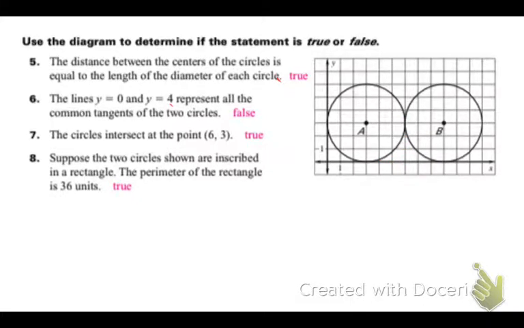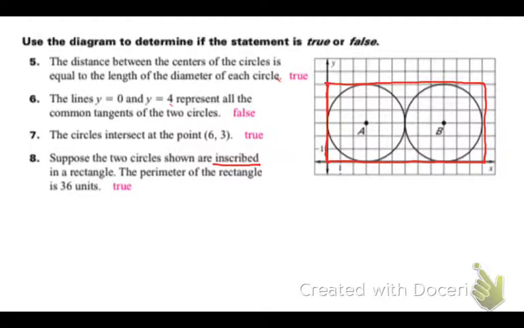Okay, suppose the two circles are inscribed in a rectangle. And here's that word, inscribed, in a rectangle. So how would you inscribe these two circles in a rectangle? That means the two circles are going to be inside the rectangle that you draw. So you already have these two sides of the rectangle, and then you're going to complete it. You're going to draw this line and that line.